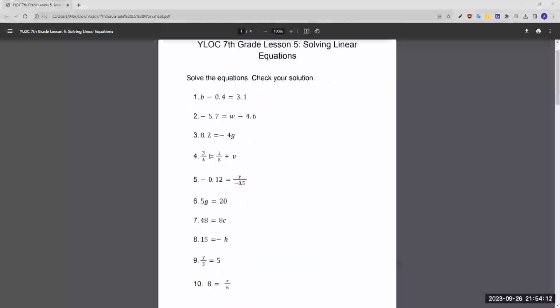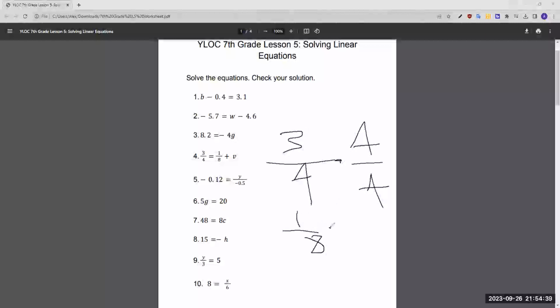Number 4, 3 over 4 equals 1 over 8 plus V. Now we have to get all the denominators the same number, and we can do that by multiplying both the numerator and denominator by the same number. And for 3 over 4, we want it to become 16, so we'd multiply both sides by 4. And for 1 over 8, we want it to be 16 again, so it'd be 2 on both.